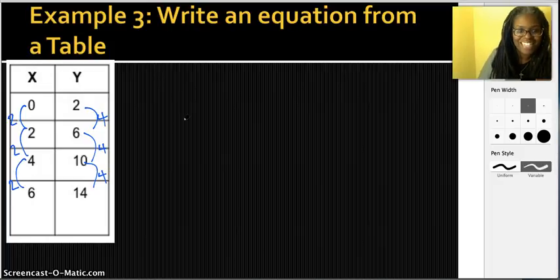So now that I have that down, I can take any 2 points that I like and start working on them as I did with the last problem.